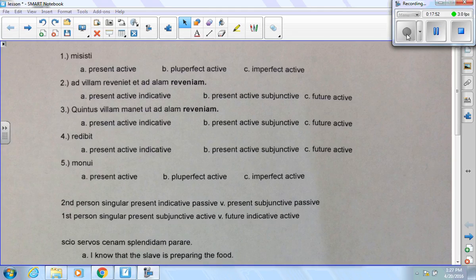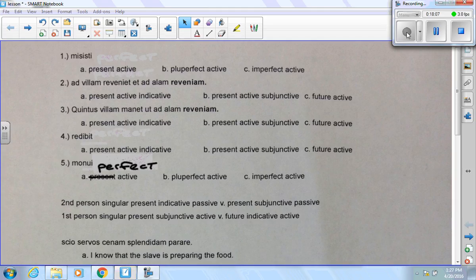Identifying the tense of a verb. In number 1, misisti, I see the isti. That should identify it as perfect, which I don't have as a choice, but now I do. Same thing, after I'm finished with that, I'm going to move this down here. Number 2, I look at rewanium.